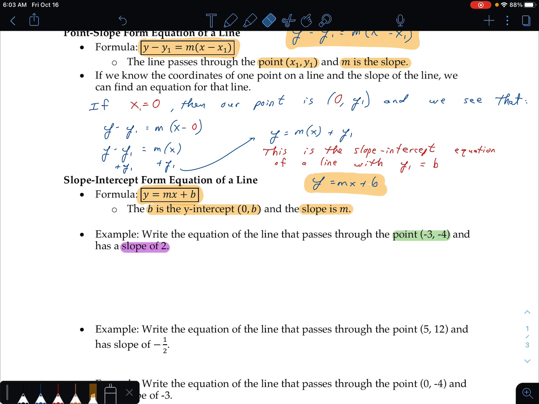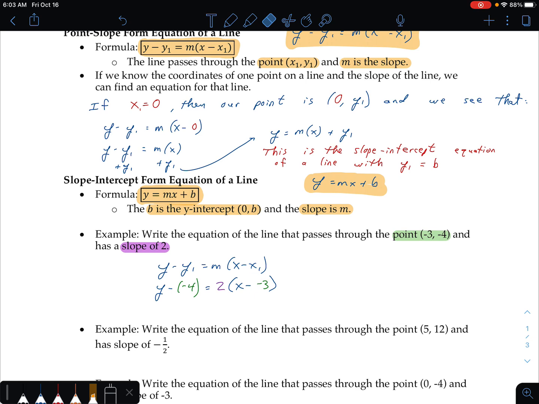So I could do y equals mx plus b, but I don't have an intercept, right? That point is not 0, comma, negative 4. It's negative 3, negative 4. So it would be easier for me to use my point slope form. y minus y1 is m times x minus x1. I have my point, I have my slope. So here's my equation with the missing pieces. I plug in my y value, negative 4. I plug in my x value, negative 3, and there's my slope, 2.